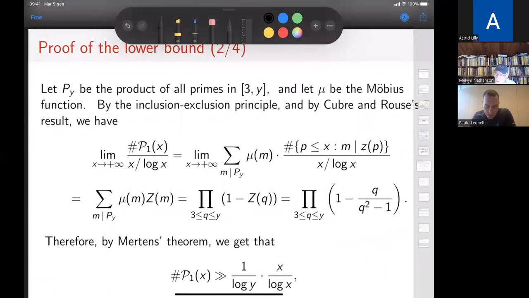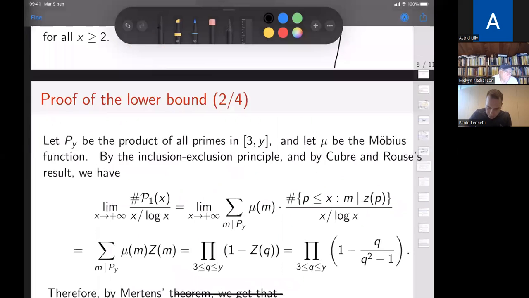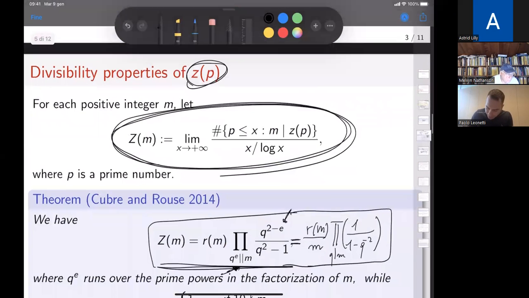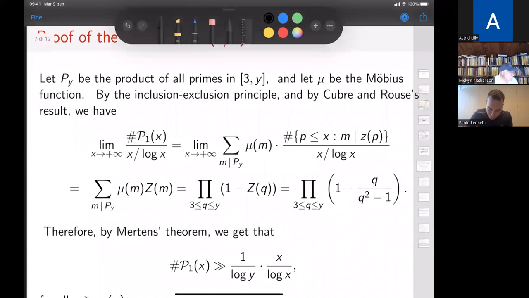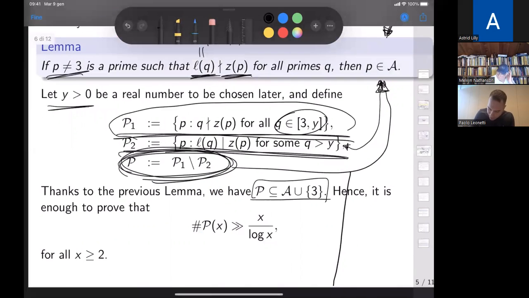We denote by P of y the product of all the primes in the interval from 3 to y, and with mu the Mobius function. Now, with the inclusion exclusion principle and using the result of Huber rules, which says that the relative density of the primes for which zeta p is a multiple of a positive integer admits asymptotic density relative to primes, which is positive and equal to this value here. Using that result, we remember the definition of P1: it is the set of primes for which whatever Q is in the interval from 3 to y, then Q does not divide zeta p.